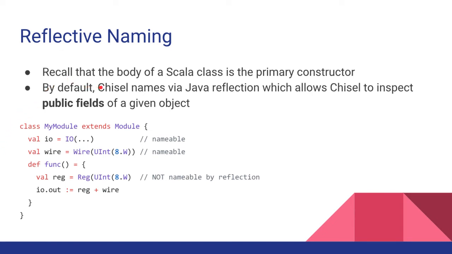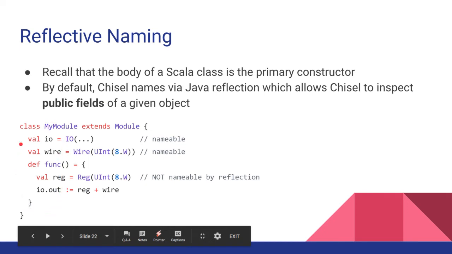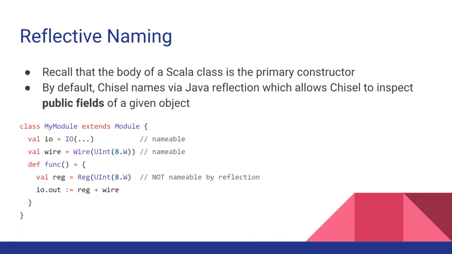But importantly, when we name by reflection, we can only name the public fields of the object itself. So, like I said, these vals and these defs are the public members of the class. If you think about Java or C++, it's like when you declare a public int or whatever. So these are known to the JVM as the members of the class.